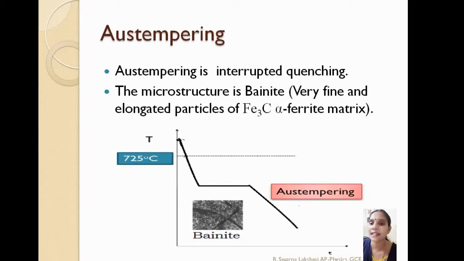Austempering is interrupted quenching. The microstructure developed is bainite. Bainite is very fine and elongated particles of cementite on alpha ferrite matrix as shown in the figure.